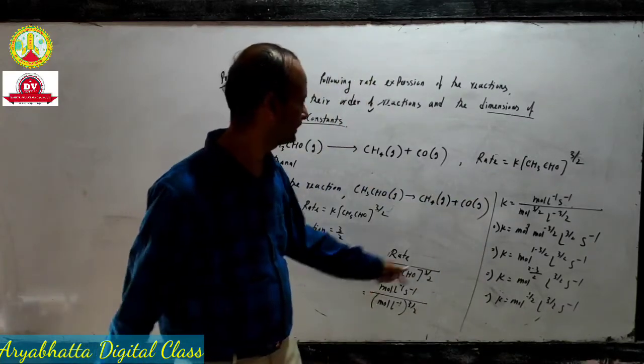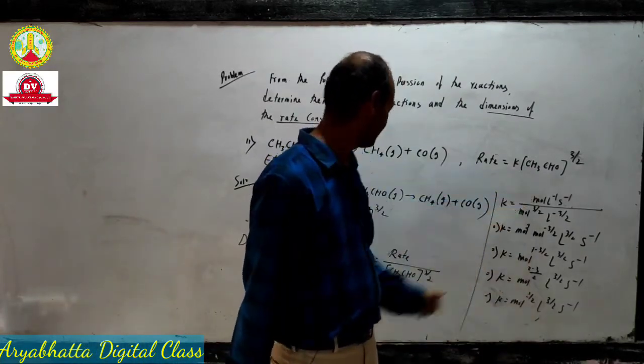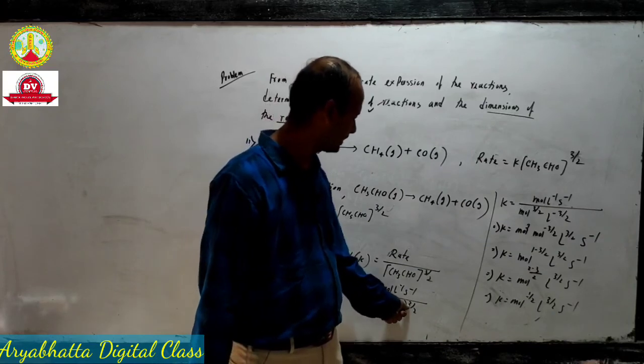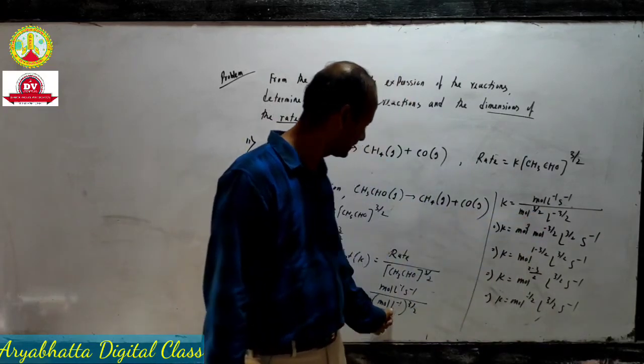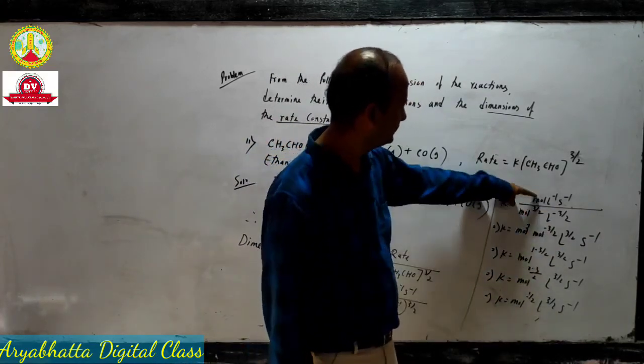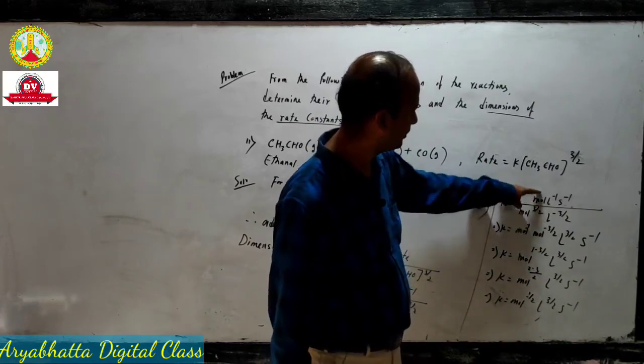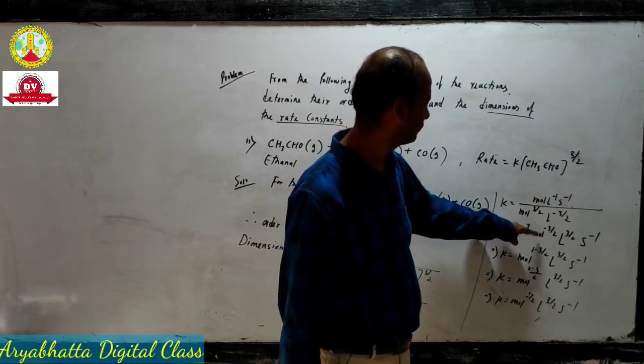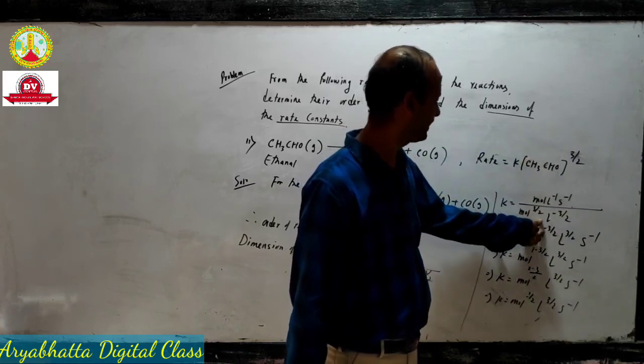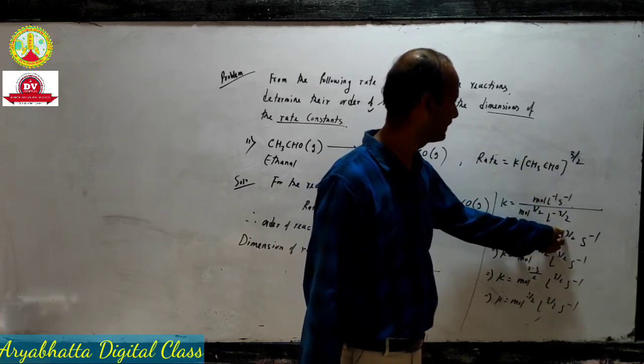देखो, this part is this part. Clear? And next part is what? Mol to the power 3/2, liter to the power minus 3/2. This mol, power is what? Power is 1. ये ऊपर जाएगा तो क्या होगा? 3/2 ऊपर जाएगा तो -3/2. इसको भी ऊपर ले जाओ, +3/2.